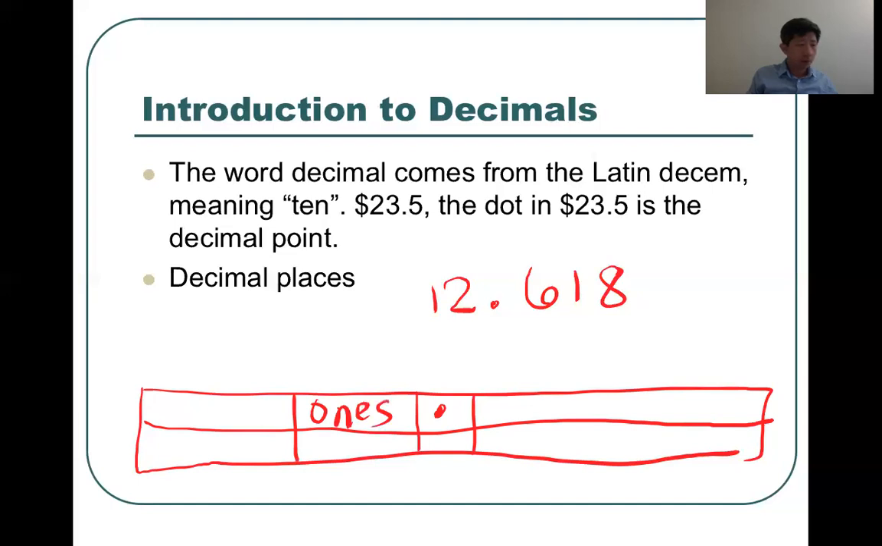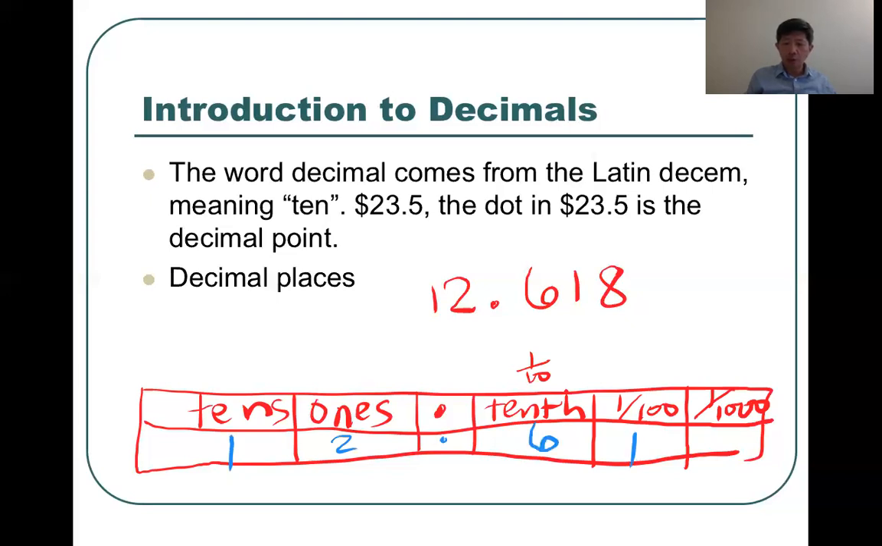Ones, tens, and tenth, hundreds, thousands. All right. So therefore, we put on place decimal places. Put one there. Put down two there. Decimal point. 6/10, 1/100th, and 8/1000th. So this decimal point. Okay.